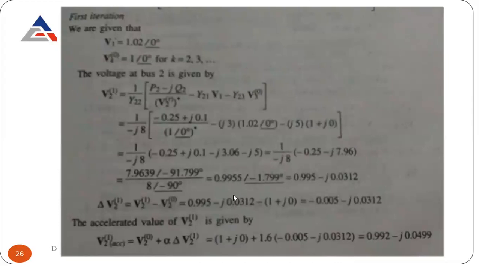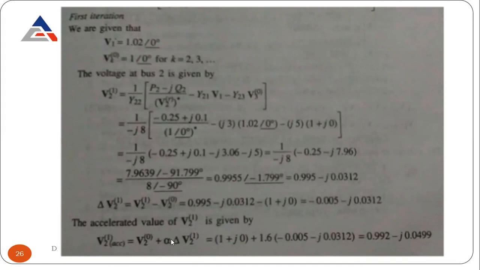Okay. And now one thing after this, check delta V2^(1). That means what is the difference between the voltage that we have recently obtained and the initially assumed voltage. Okay, recently we got 0.9955 - j0.0312, but initially we have assumed here 1 + j0. So this is the difference. Okay, this one will be your delta.